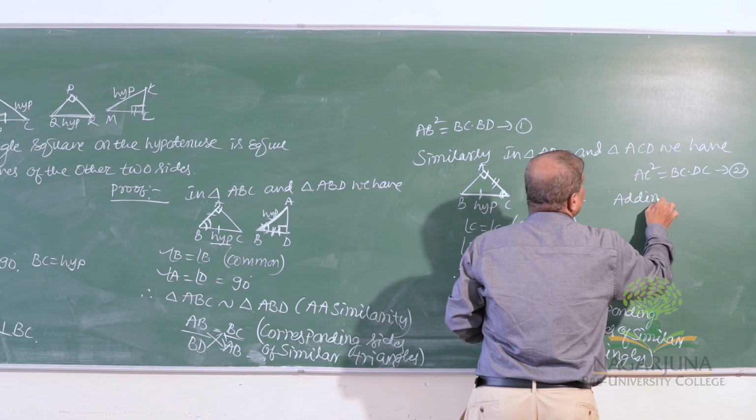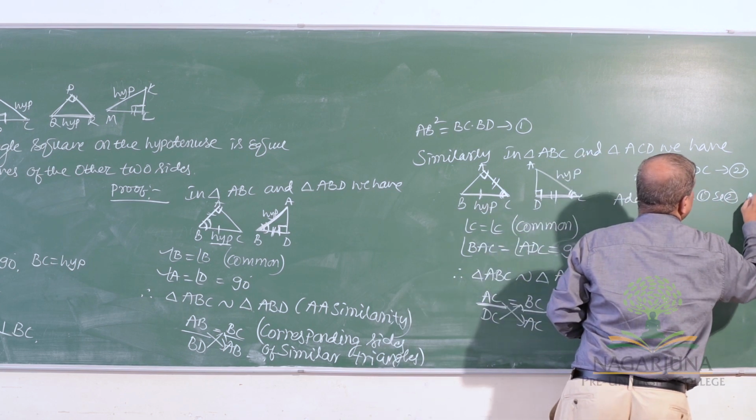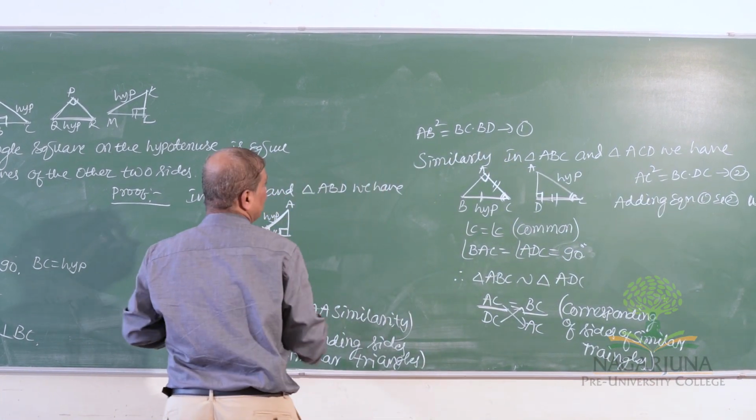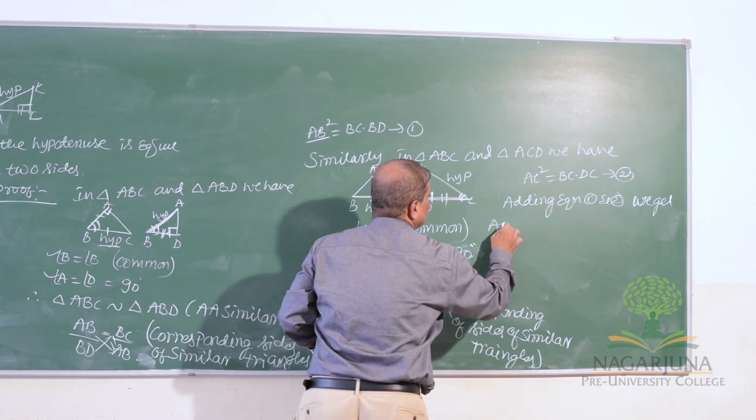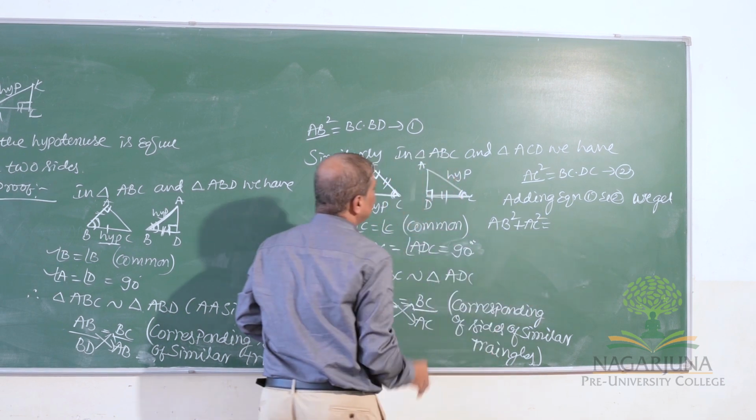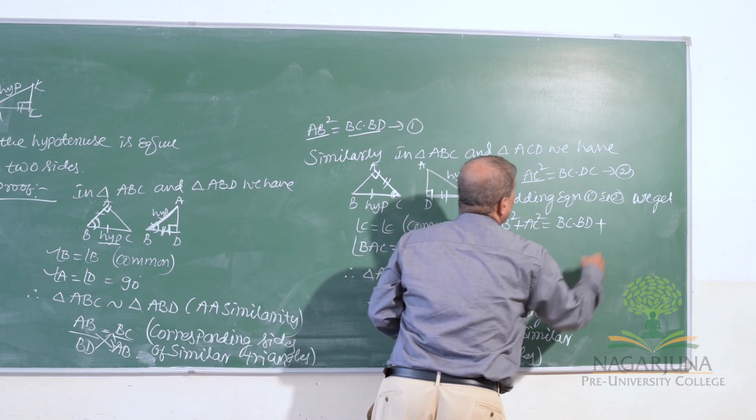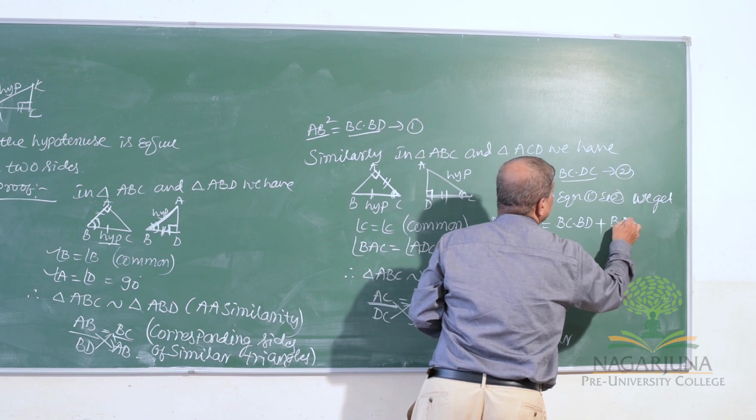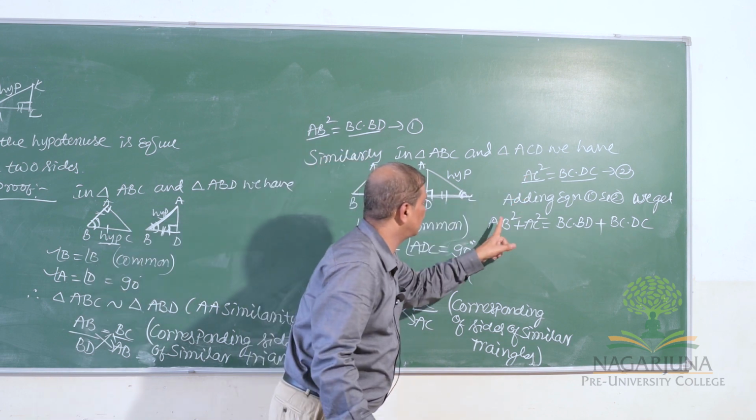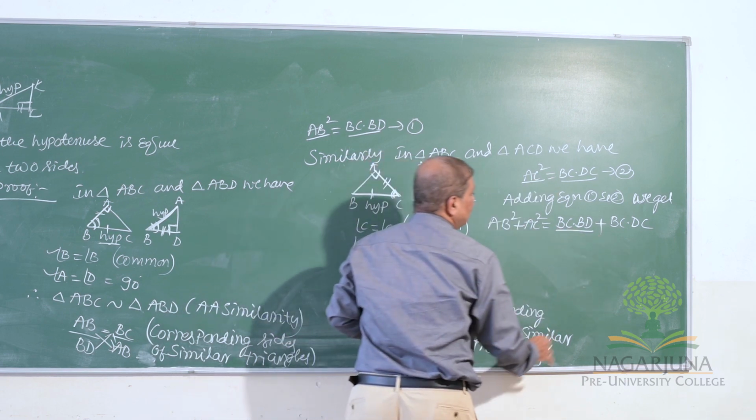Adding equations 1 and 2, we get: the left side of equation 1 is AB squared, and the left side of equation 2 is AC squared. Add the left sides: AB squared plus AC squared. The right side of equation 1 is BC into BD, plus the right side of equation 2, BC into DC.